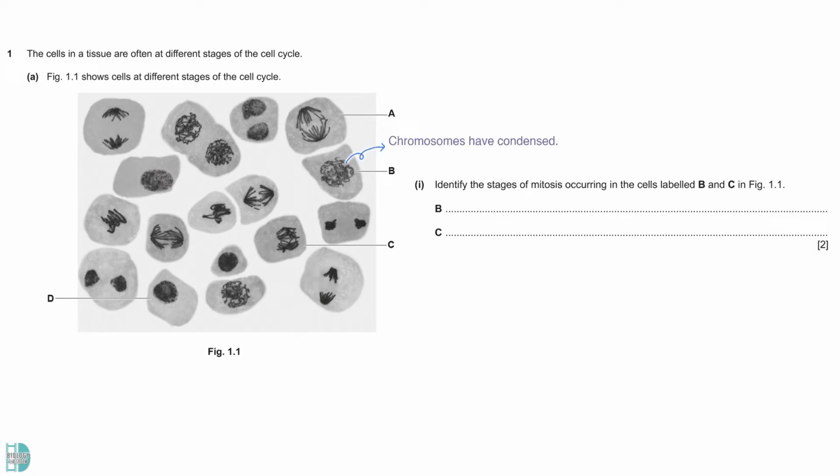B shows chromosomes that have condensed but are still arranged almost circularly in the cell. This is the prophase, where mitosis has just started. In C, the chromosomes align into a row. They are now at the equator of the spindle. So, this is the metaphase.